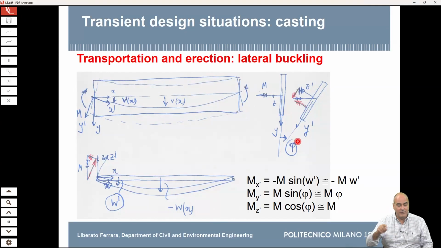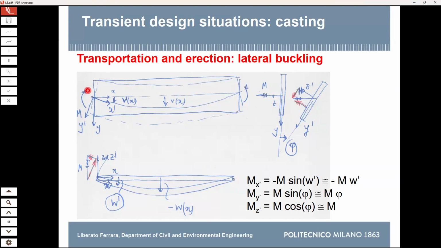So if you have a gravity load, you have a bending moment like this. You see, okay. Gravity load gives you this bending moment. And this bending moment, how do you visualize it?